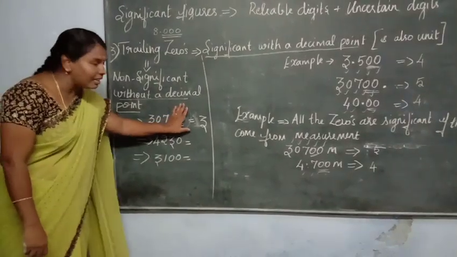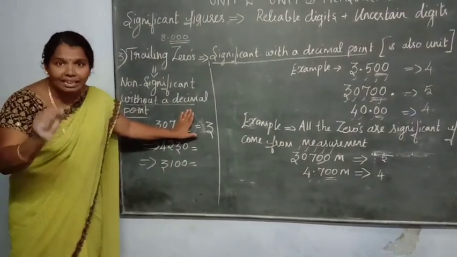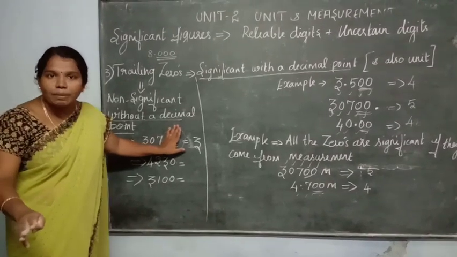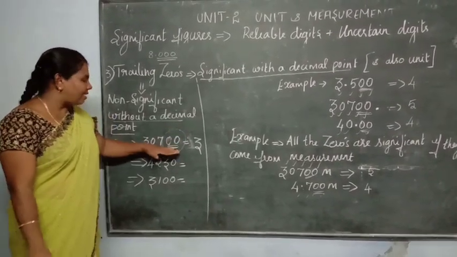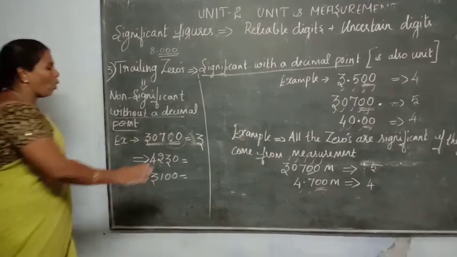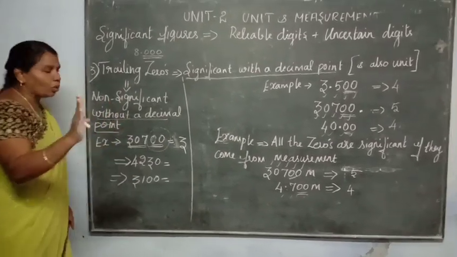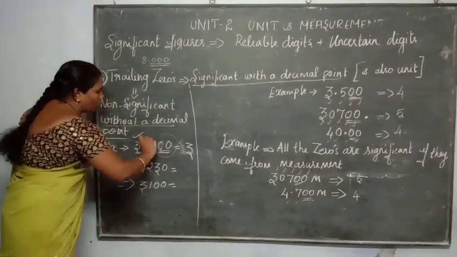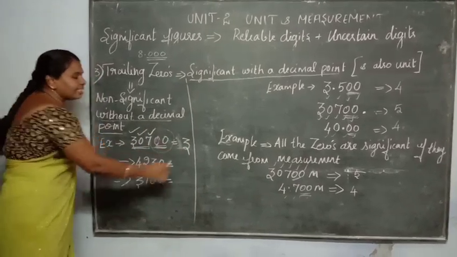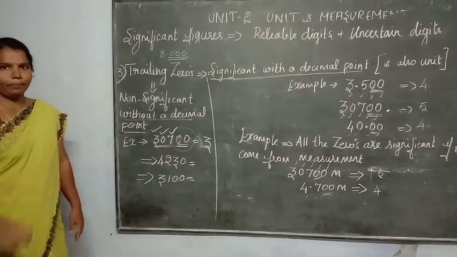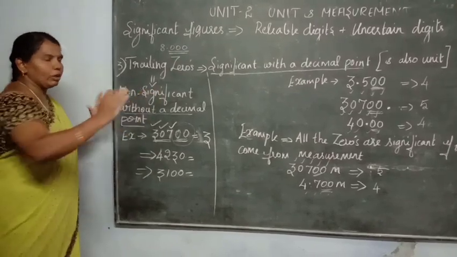But you can avoid these 2 zeros because these trailing zeros are not followed by a decimal point and unit. They are just integers that are given. So you can avoid these 2 zeros and just count the numbers 1, 2, 3. So how many significant digits is that? 3. Okay, so note all those points in your book.